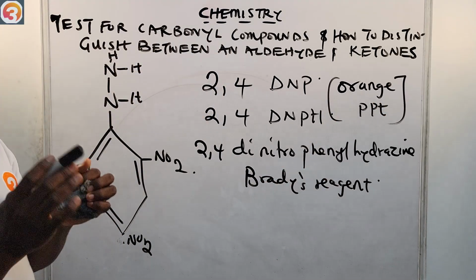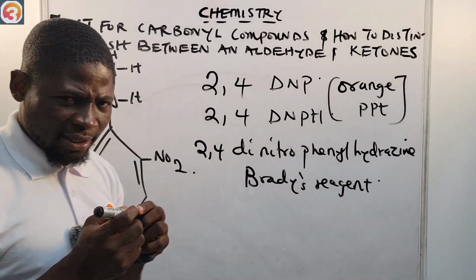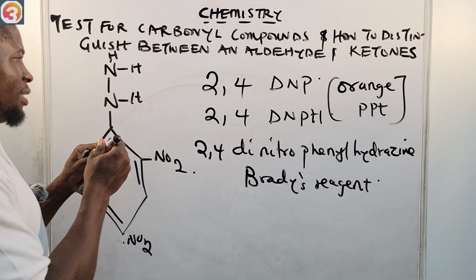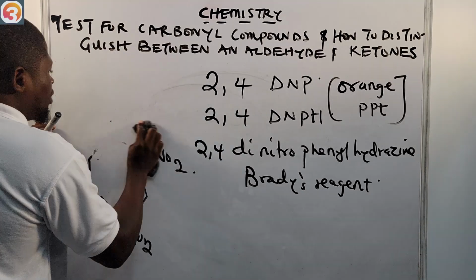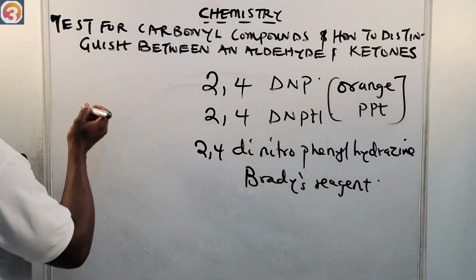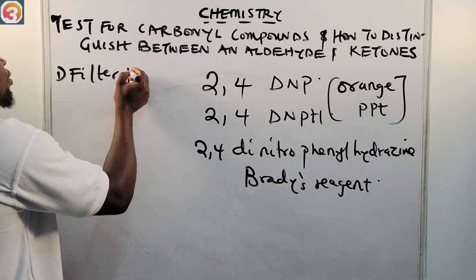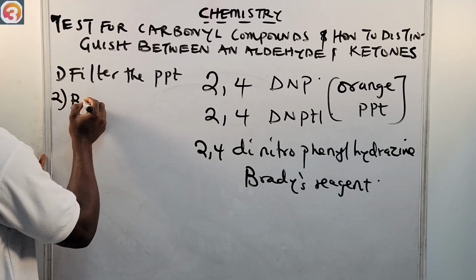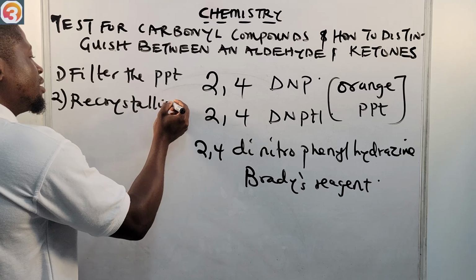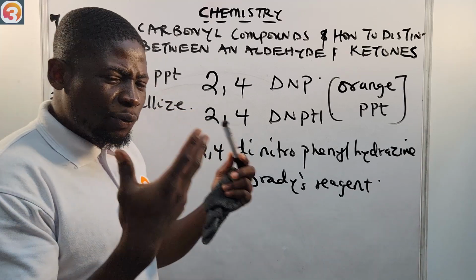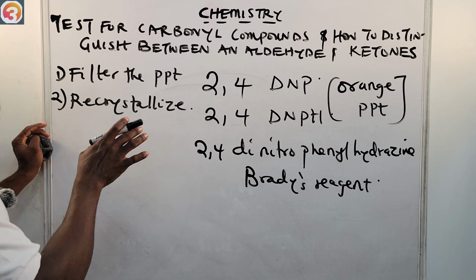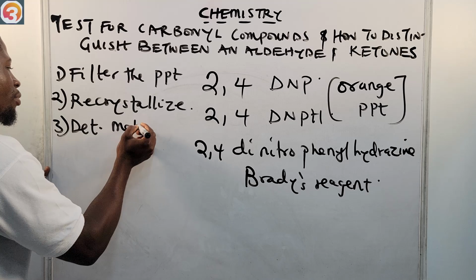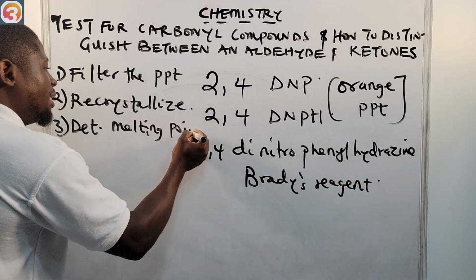So what do you do? The first thing you do is filter this orange precipitate. Let me put the steps down for clarity's sake. Number one, you filter the orange precipitate. Once you have filtered it, number two, you recrystallize it. The reason why we recrystallize is so that we have a pure sample of the compound. Then number three, you determine the melting point.